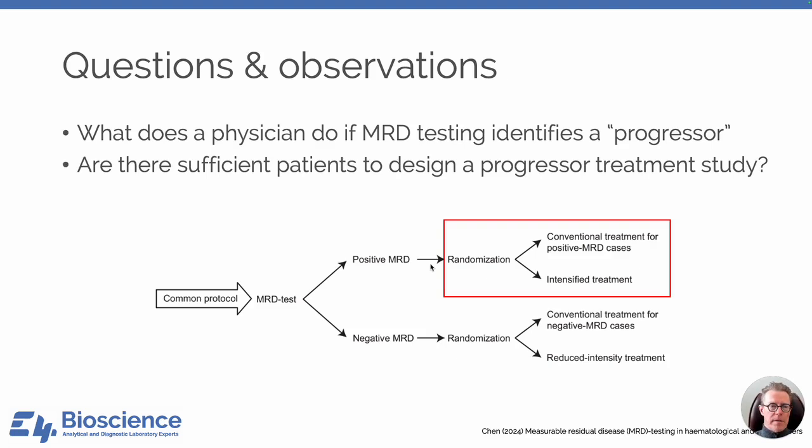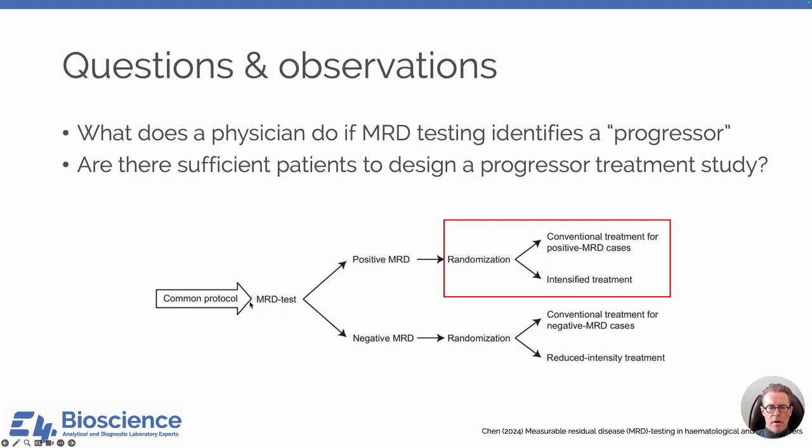Okay, this brings us then to some questions and observations related to the study. I think the most important question, or the one that your MSLs will get, is what does a physician do if MRD testing identifies a progressor? It's a good question. I think right now the answer is probably, you know, more poison. But it's possible that there are enough patients to design a progressor treatment study. And that would look kind of like what we have below.